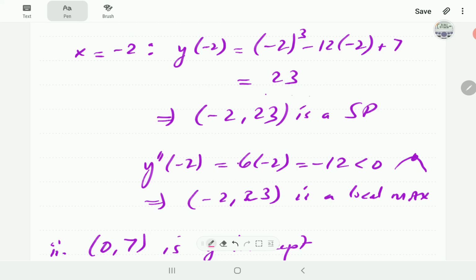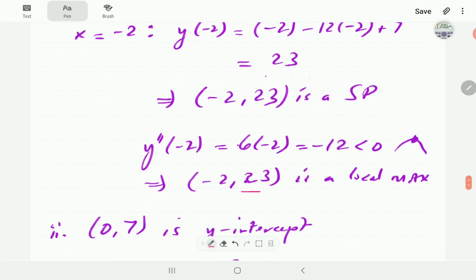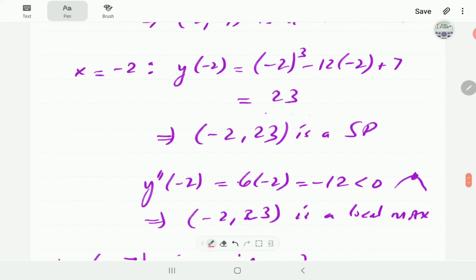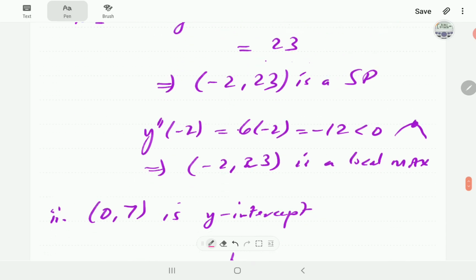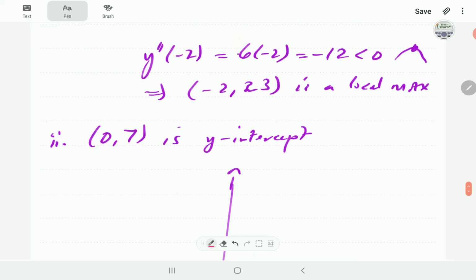The other thing, which is a logical thing that you can always use to check your calculations here, is that if there are two stationary points, then the minimum should always be lower than the maximum. You can't have the maximum being lower than the minimum if they are the only two stationary points. Okay, so here 23 is much higher than -9, so that makes sense. The y-intercept is 0, 7. So with these three points, we can now make a sketch of the graph.